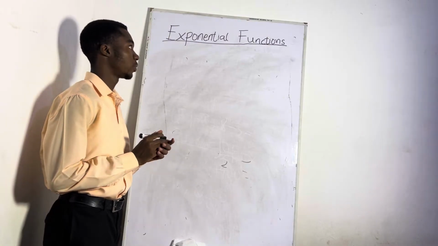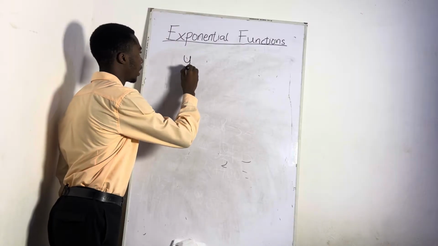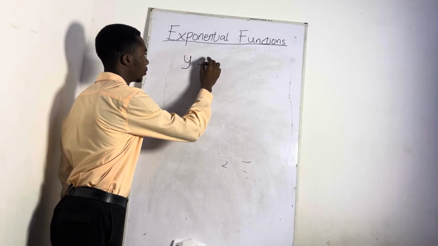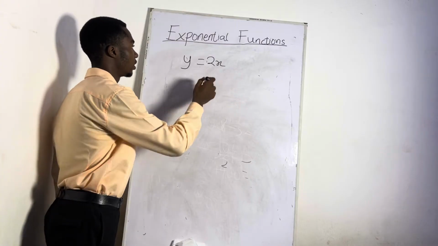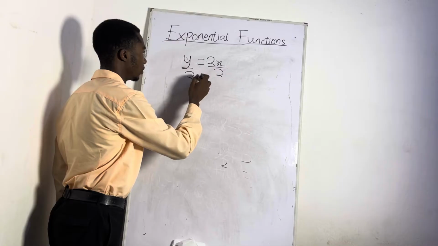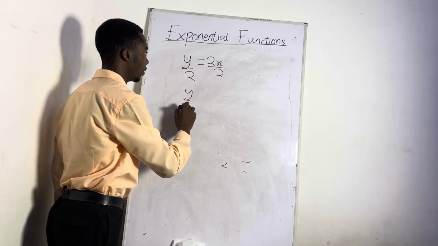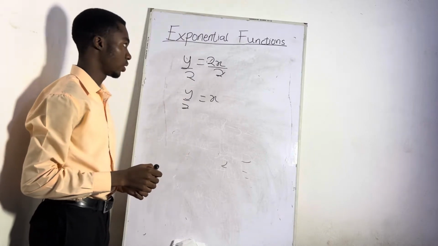Now when we talk about exponential functions, assume you have something like y is equal to, let's say, 2x. And you want to make x the subject, you can easily just divide this by 2 and divide this by 2. Then y over 2 will be equal to x because 2 cancels 2. You get it? You can easily do that.